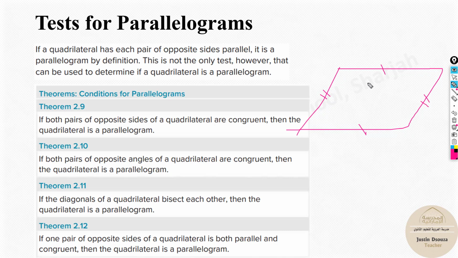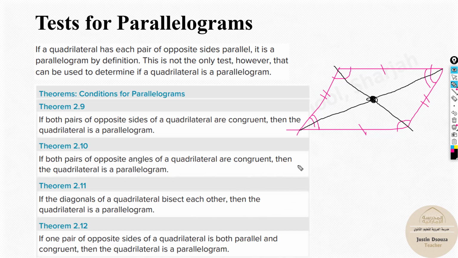Next, if both pairs of opposite angles, can you see this angle and this one over here, and this one over here, if they are congruent, then again it's a parallelogram. That's what the second statement says. The third statement says if the diagonals bisect each other, in the sense they are cutting each other equally. If this length is 5, they cut equally as 5 and 5, or over here if this is 20, 10 and 10. They must cut equally and they must meet at the same midpoint, then that quadrilateral is a parallelogram.